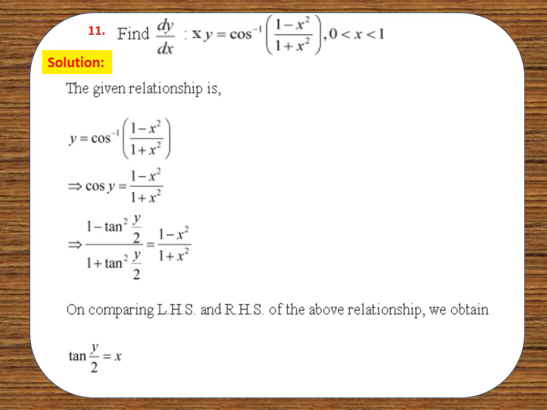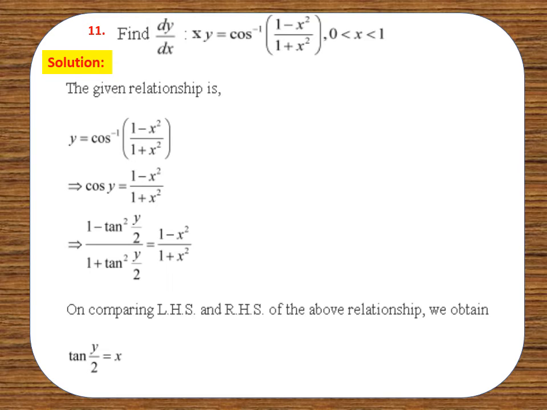Moving to question 11. We have to find dy upon dx such that y is equal to cos inverse of (1 minus x square) upon (1 plus x square). So we can simplify this sum by taking cos to the left hand side, that is cos y equals (1 minus x square) upon (1 plus x square), and then applying the identity cos y is equal to (1 minus tan square y by 2) upon (1 plus tan square y by 2).